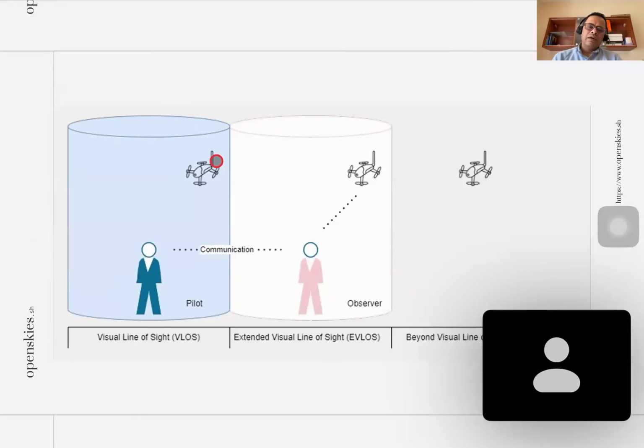Before we continue, I want to set some basics in this case, right? What are we talking about in the context of UTM? You may have heard about it, but I want to just clarify some terminology.